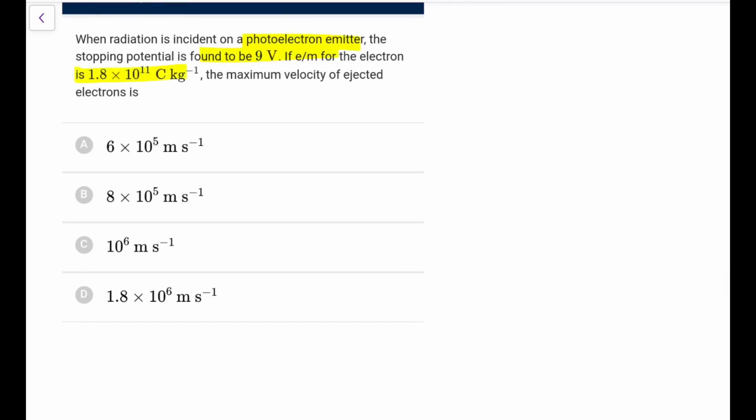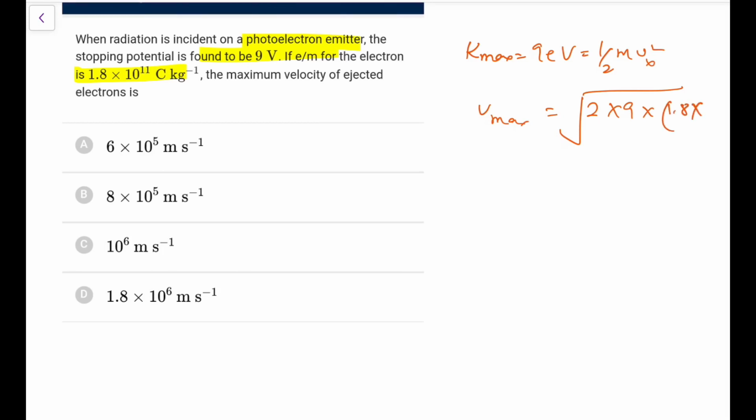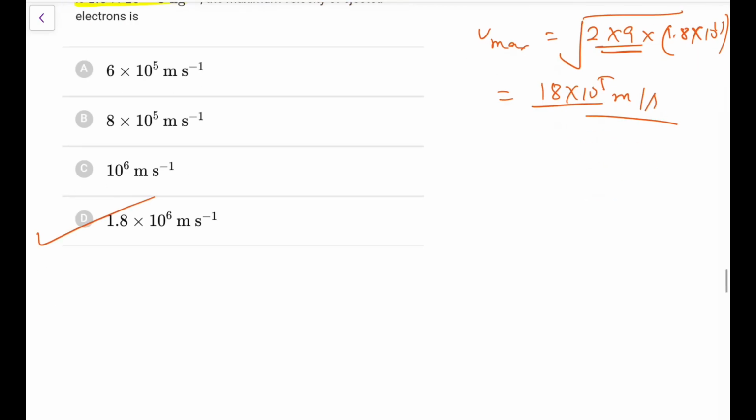Next, when radiation is incident on a photoelectron emitter, the stopping potential is 9 volts. If e by m for the electron is given, the maximum velocity is? That means the stopping potential is given, so K max is 9 eV, that is half m v square. So v max square you can write, and v max would be root of 2 into 9 into 1.8 into 10 raised to power 11. So it is 9 twos are 18, into 1.8, so 18 into 18 I can write, and that is 10 to the power 5 meter per second. Go for option D here.